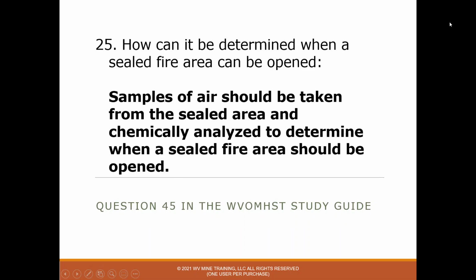25. How can it be determined when a sealed fire area can be opened? And the answer is samples of air should be taken from the sealed area and chemically analyzed to determine when a sealed fire area should be opened. And what you would be looking for is low oxygen and the absence of carbon monoxide.